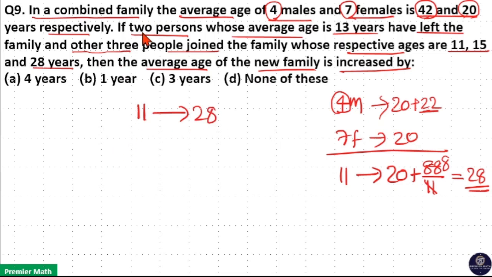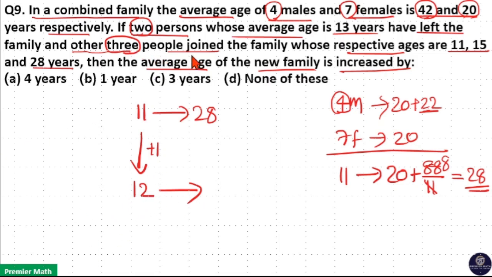Now, 2 persons left the family and 3 people joined the family. So, overall increment in the members of the family is 3 minus 2, 1. That is, 1 member joined the family. So, 11 plus 1, 12 become the members of the new family. Now, we have to find the average age of these 12 members.